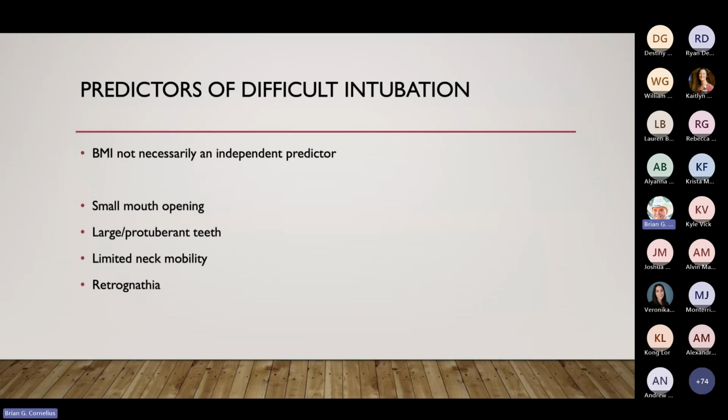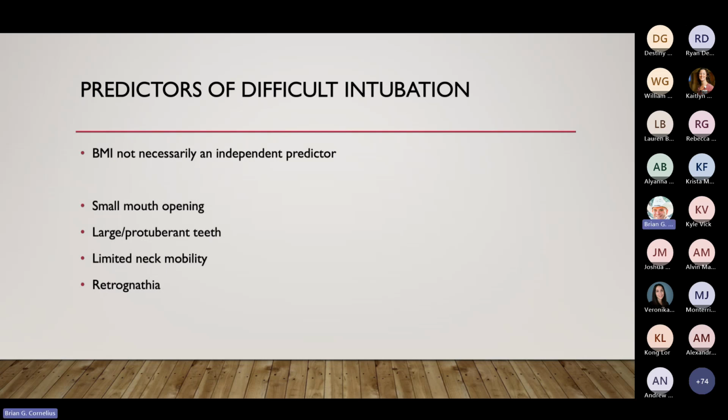So, things to think about as far as predictors of difficult intubation. Like I said, BMI in itself may not be the only predictor, but it's definitely something to consider. But look at your physical assessment of these patients. How much mouth opening do they have? Looking at their dental structures, what do their teeth look like? Do they have teeth? Where are they? If somebody has buck teeth, that may be difficult for you to instrument. If you have somebody that's got retrognathia or micrognathia, that can be very difficult as well.